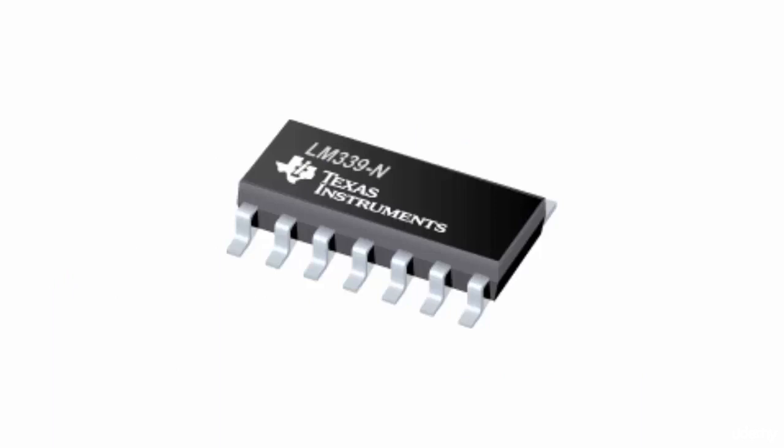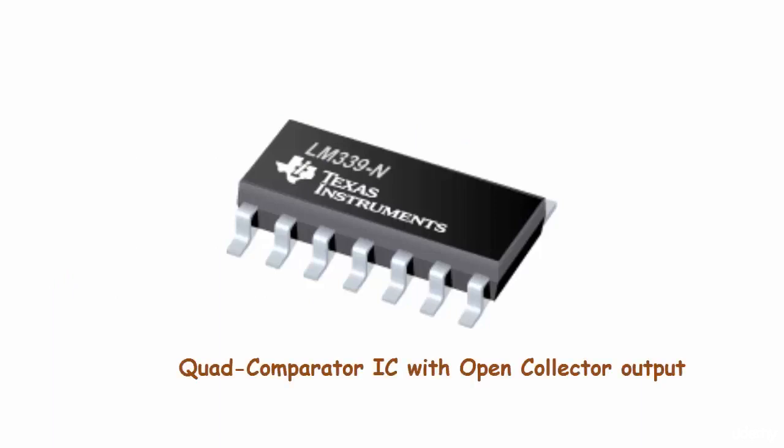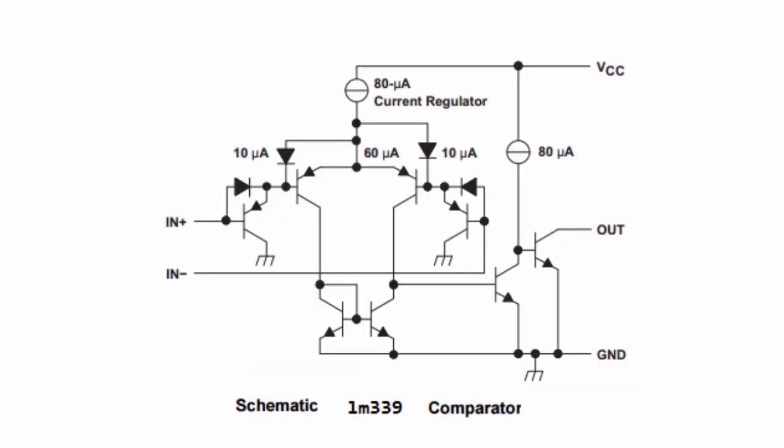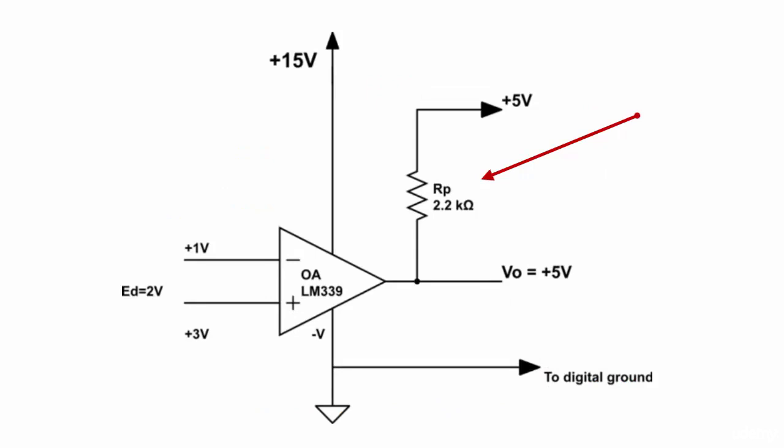Now similarly, we also have a comparator IC which is LM339. It is also a quad comparator IC, but the difference is it has an open collector output. It means if we look at the internal circuit of this IC, then the collector of this transistor is not connected anywhere. So we need to add a resistor from supply to output in order to complete this circuit, and then only we will be able to get the output. So if we connect a resistor here, then this will work the same as the previous one.